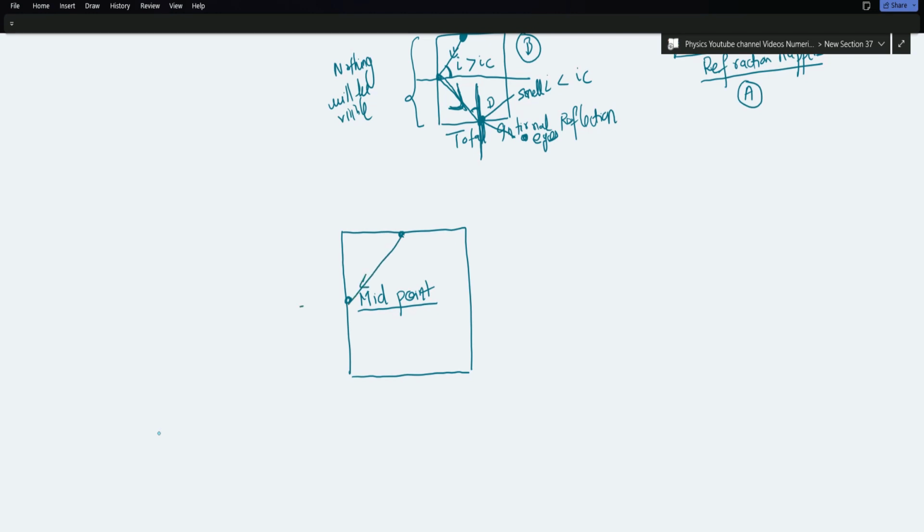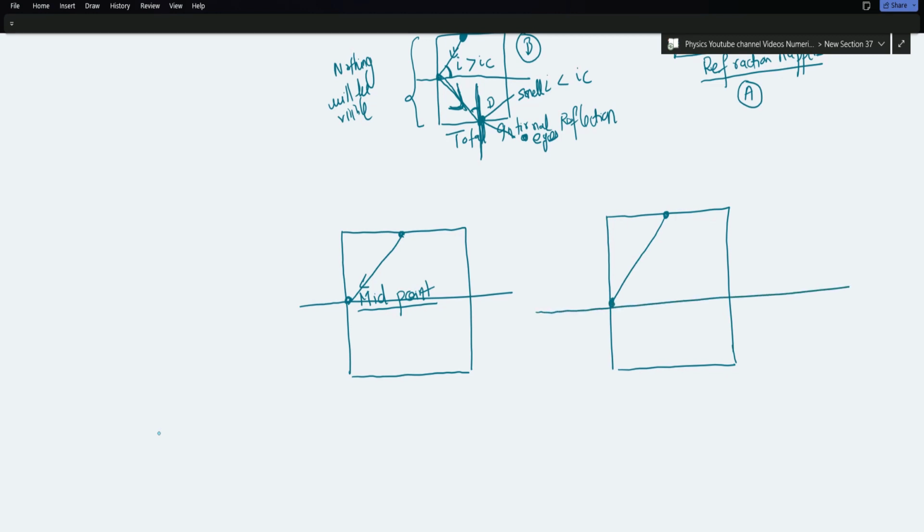Now if you draw this at the midpoint, let me redraw this. This is what I'm trying to do. So this is your midpoint. Join it to the other midpoint and measure this angle. So this is 90 degrees. This side and this side are equal, so this is 45 degrees, this is 45 degrees, and therefore the angle which is made by the incident ray with the perpendicular is 45 degrees, right?